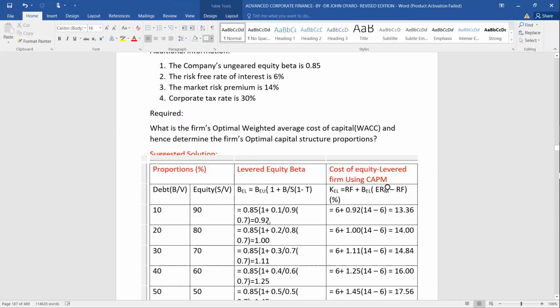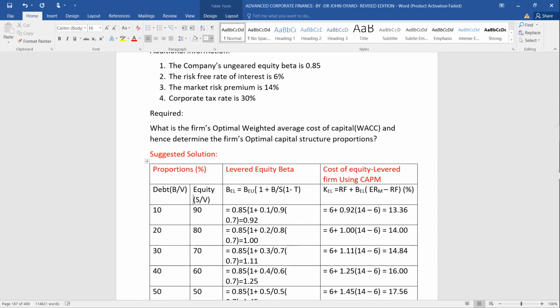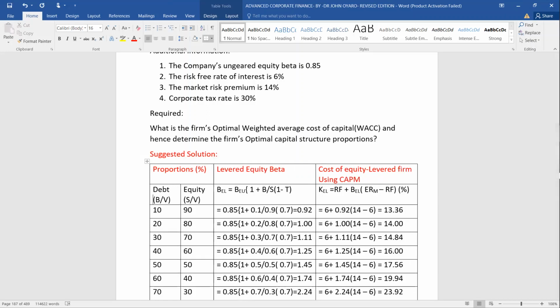So, can you confirm? Asset beta is 0.85, 1 plus market value proportion of debt, 0.1, divided by market value proportion of equity, times 0.7. 1 minus T, 1 minus 30%, that is 0.7. Hiyo inawapatia ngapi? Hebu confirm tafadhali. Kwa namna hiyo, ndio. 0.92. That is the beta coefficient of equity of a levered firm.